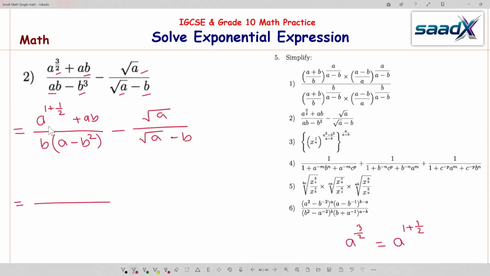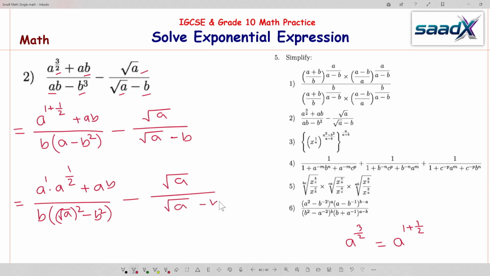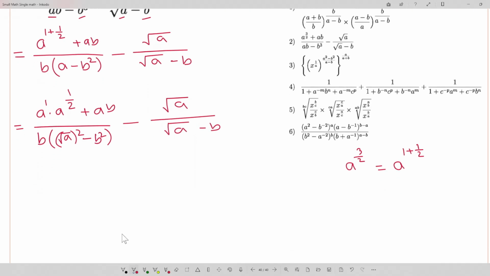Then this we can write as a to the power 1 times a to the power 1 by 2, plus ab, and the denominator b, with a square minus b square under the root, and minus root a divided by root a minus b. Okay, so be very careful about this one.